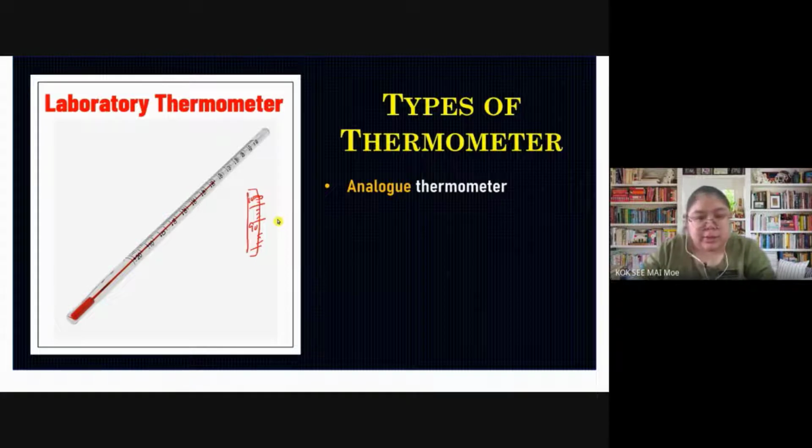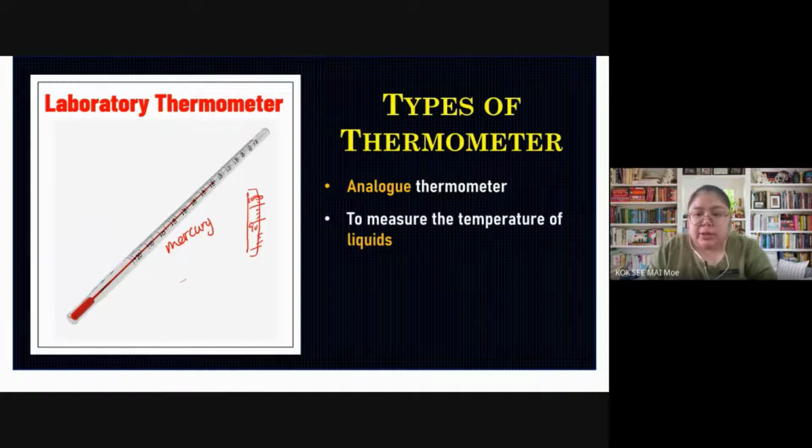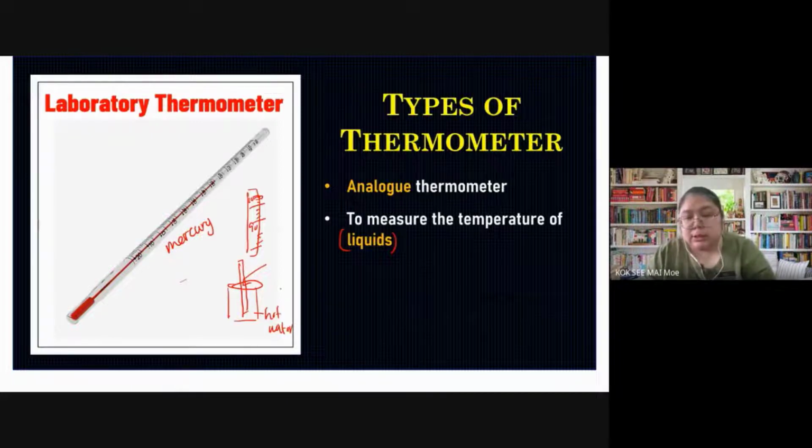Then the red color, you can see the red color keeps going up. This one is mercury. To measure the temperature, normally of a liquid, for example in a beaker, maybe you put hot water, then using the long thermometer, you put it in and measure the reading of the hot water. So normally for liquids; for solids we seldom use a thermometer like this.